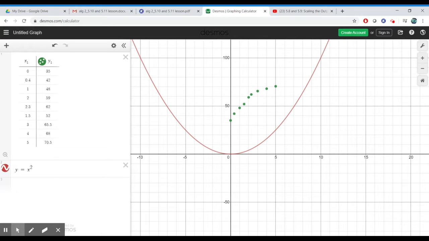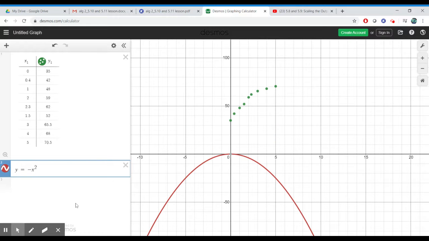So I know that putting a negative in front of my x squared here will reflect this over the x-axis. In other words, just flip it upside down. So I'm going to start by typing that negative there. But now we're still too low. We can see that right here, my highest point on my inverted parabola is 0. And the highest point on this series of dots that we're trying to match the table to is 70.5.